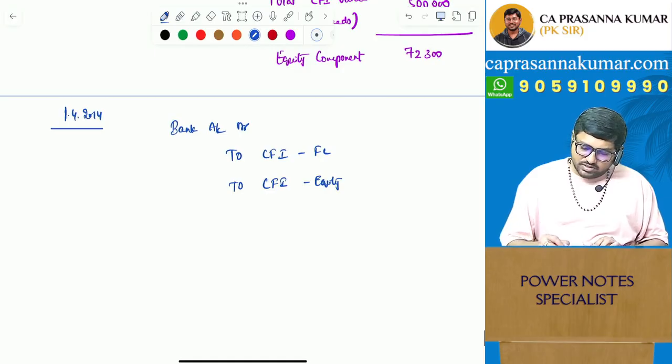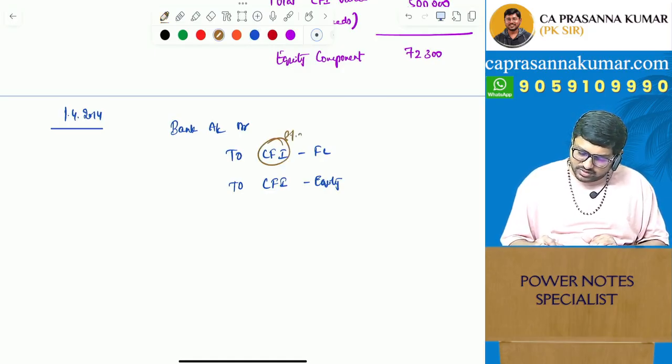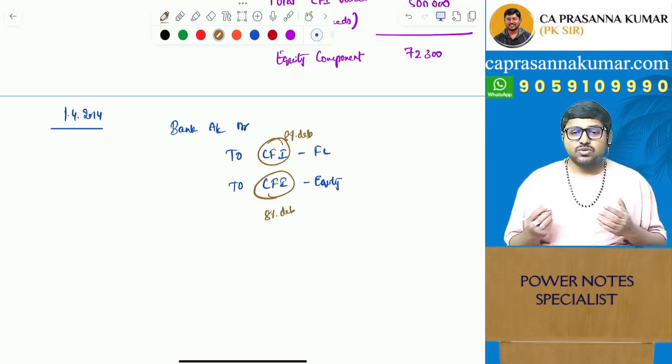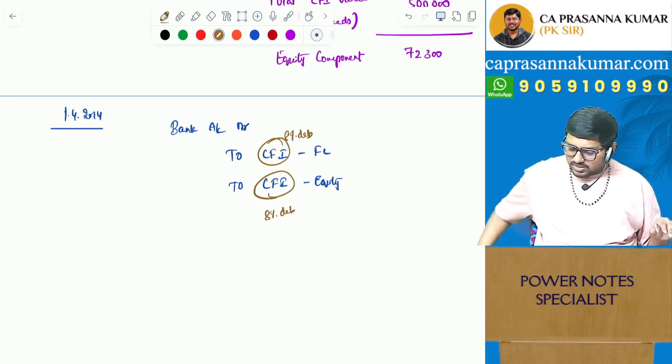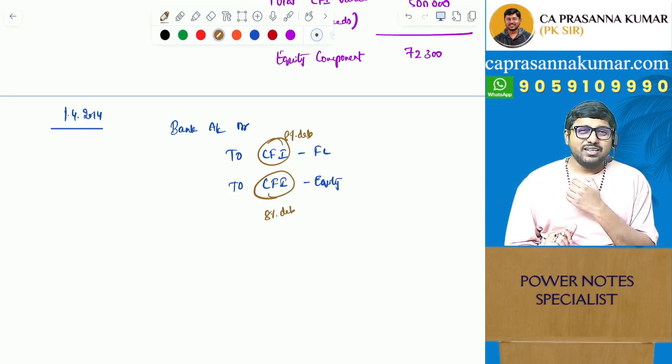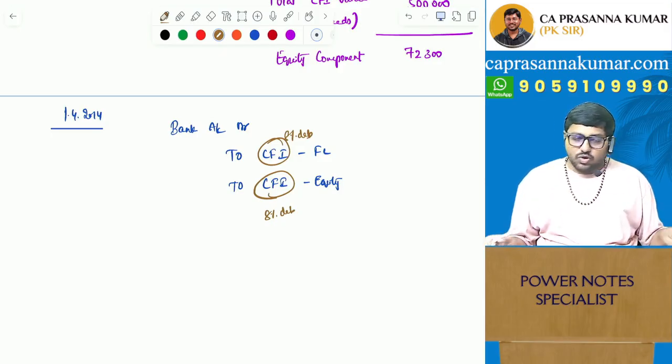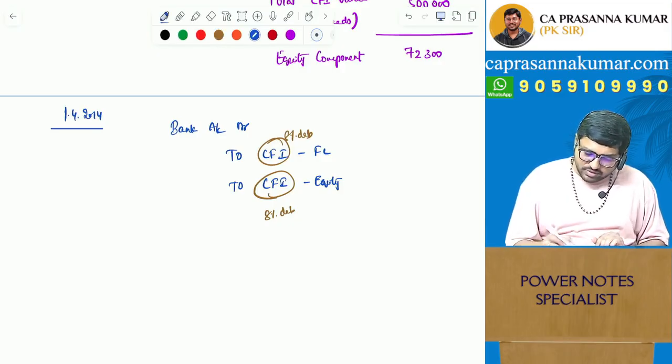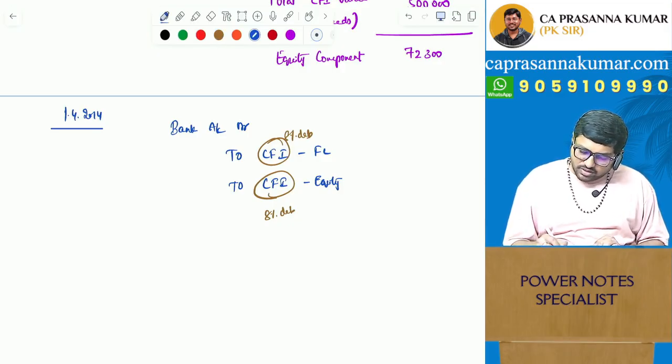You can write like this also, but what your ICA has done is that in the place of CFI, they have written 8% debentures. You can do like that also. Because in every single question, the CFI name will change. Now, it can be 8% convertible debentures. It can be some 10% convertible preference shares. It can be anything. You can also use that name as well. Okay, whichever you want.